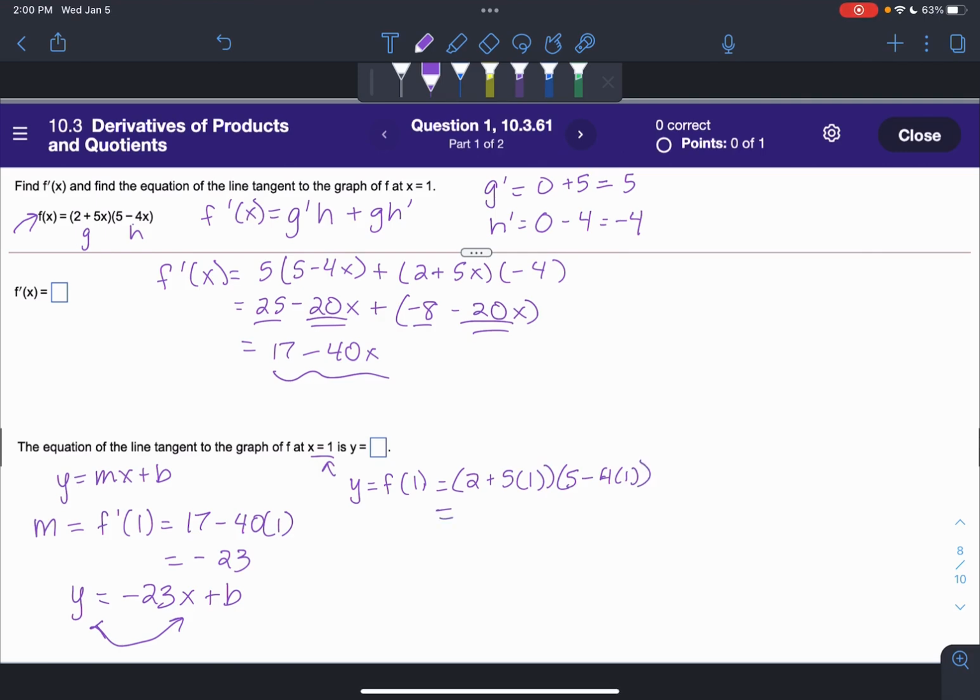Alright, so we can simplify, that becomes 7 times 5 minus 4, which is 1, so just 7. So that means I have the ordered pair (1, 7). And so now we have everything we need to solve for b, right? I'm going to plug in 7 for y is equal to minus 23, 1 for x, plus b. And if I want to solve for b, I'm just going to add this negative 23 to the other side and get 30.